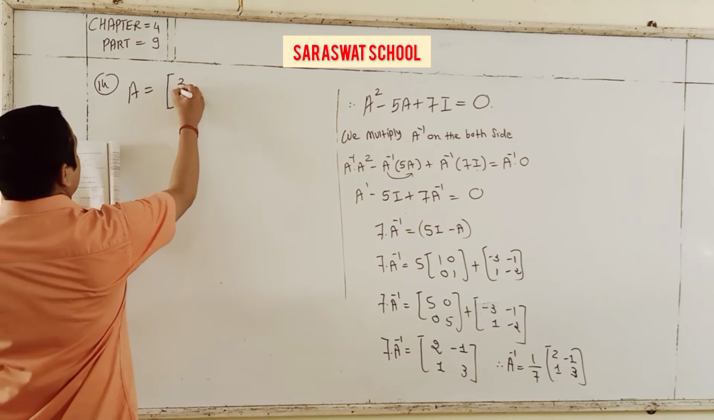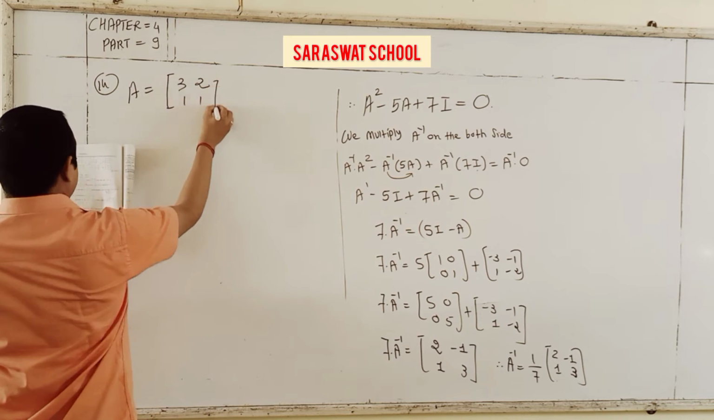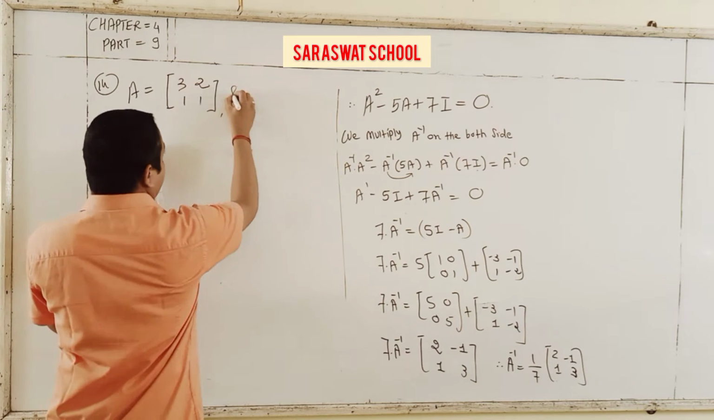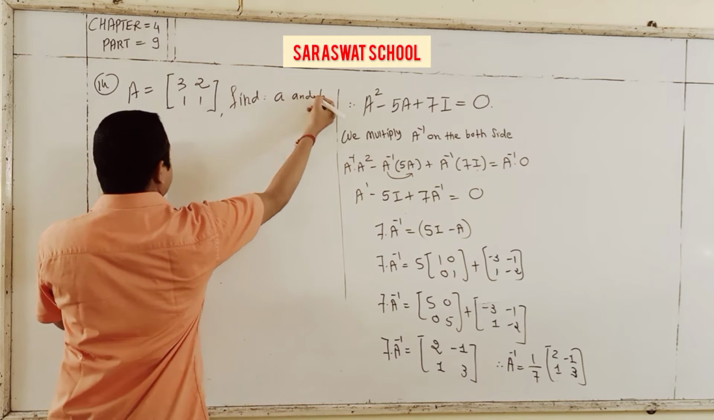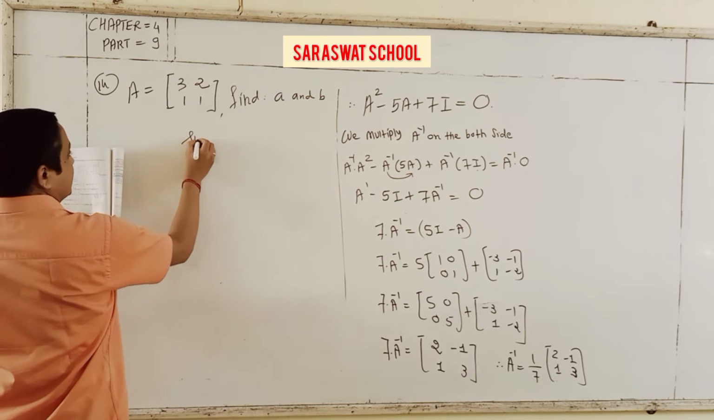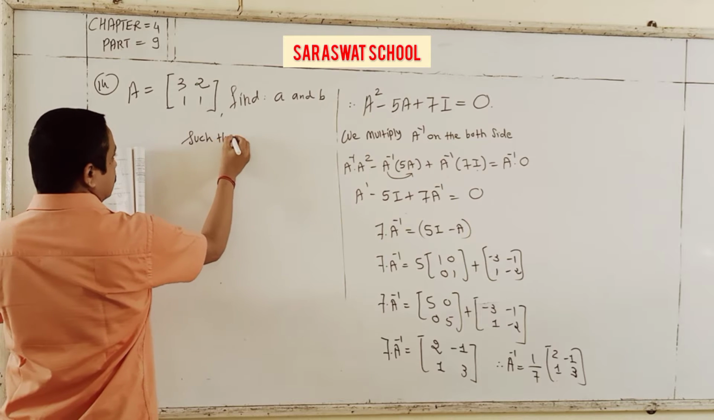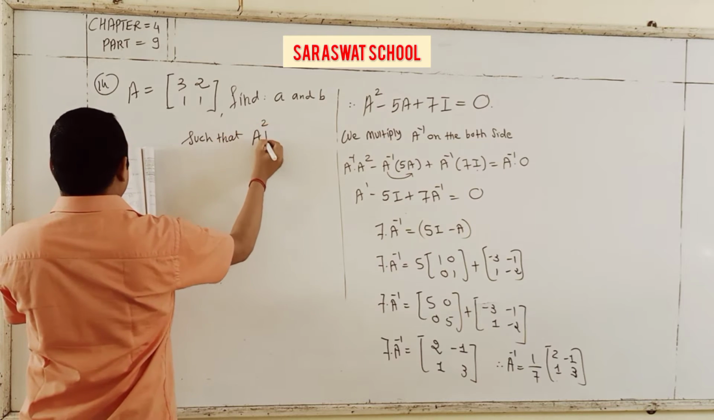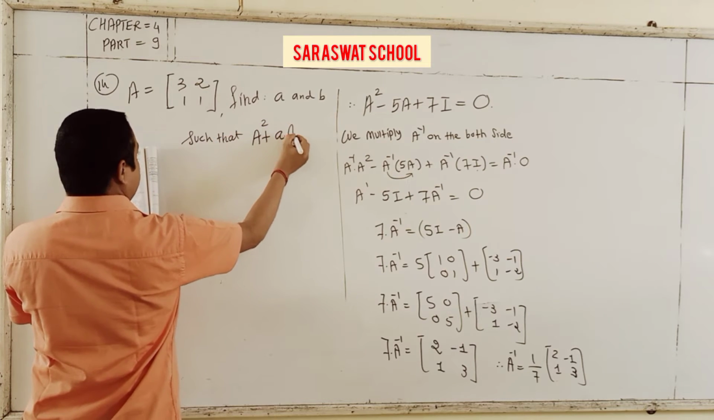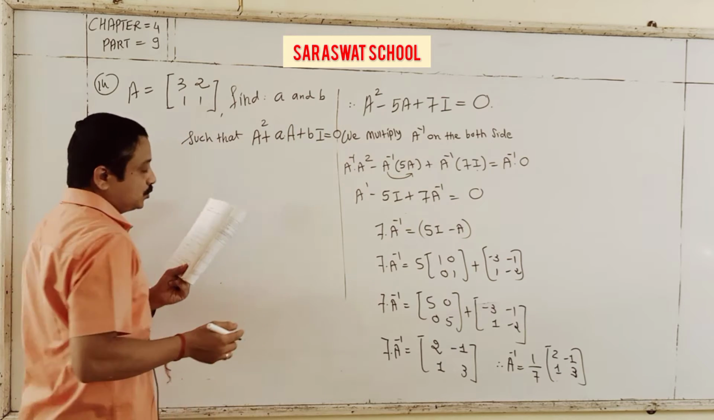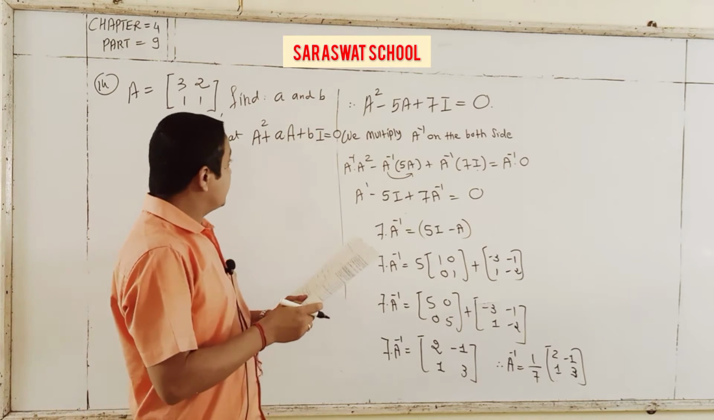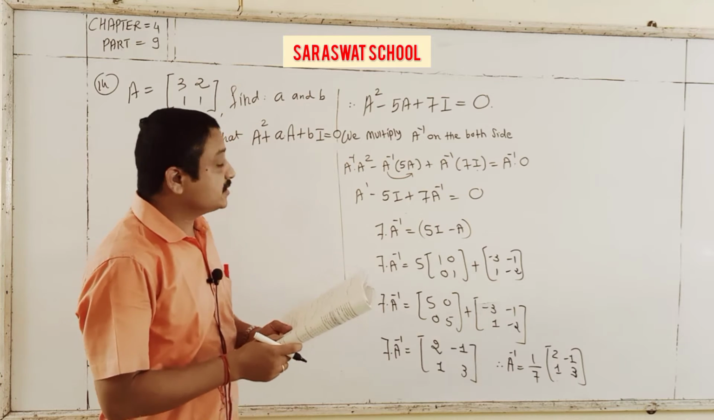A is the matrix [3 2; 1 1]. Find a and b such that A squared plus a times A plus b times I is equal to 0. Yes, A squared plus aA plus bI is equal to 0.